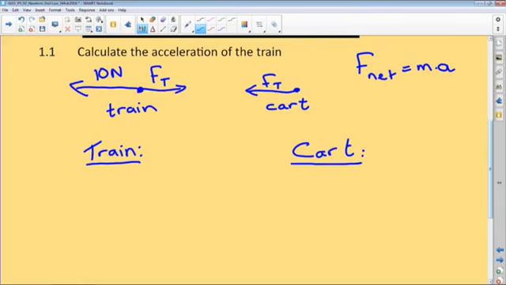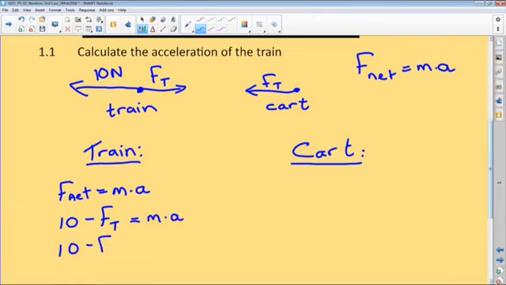So let's start with the train. For my train, I'm going to say that F net equals ma. Everybody's happy with that? Okay, so my net force is 10, or should I say my applied force is 10, minus my tension is going to give me mass times acceleration. And I can actually substitute in my mass, because the mass of the train they told us was 1. And I'm going to end up with that. I'm going to leave it at that for now.